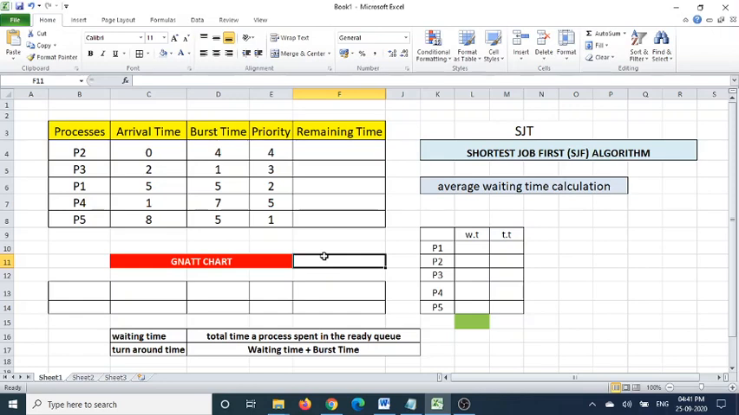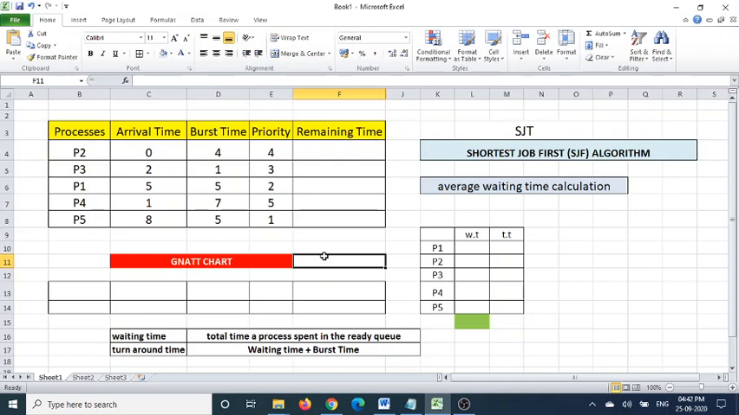And what is the turnaround time? It's waiting time plus burst time. So that is turnaround time. And what is burst time? Burst time is the time a process needs in the CPU. That means we can say how long a process needs the service of CPU, or how much CPU time is needed by a process. So this is called burst time.